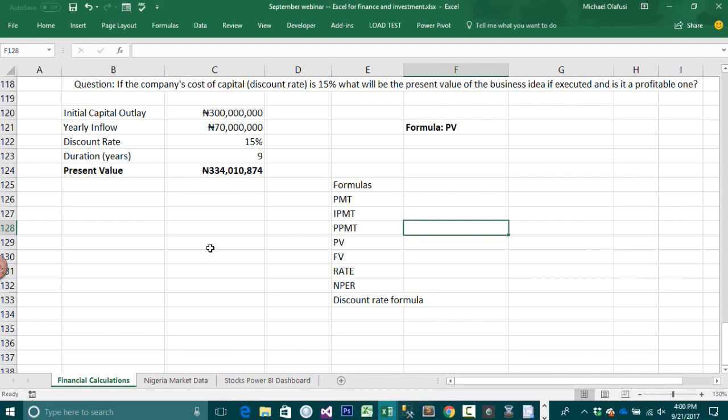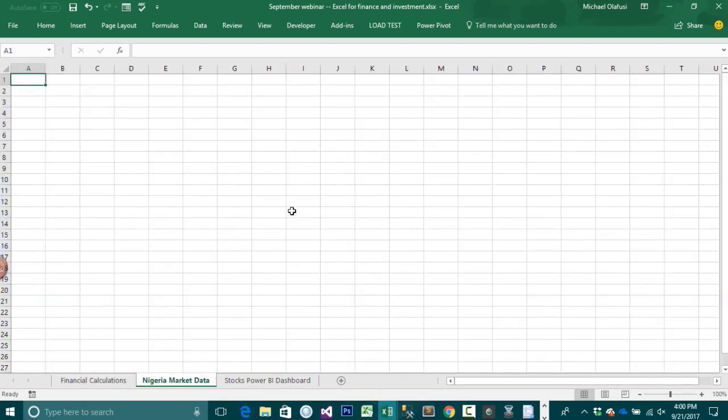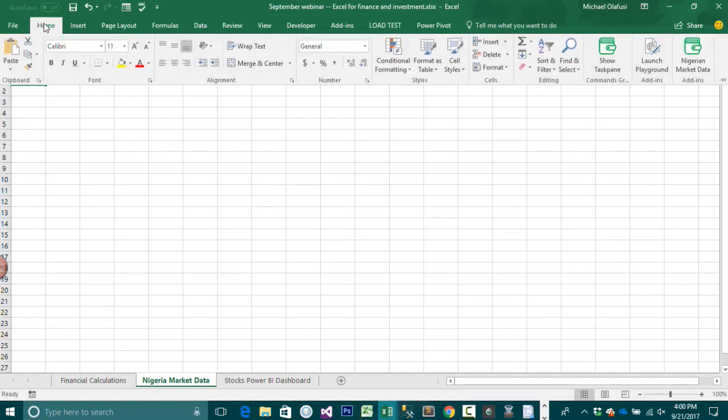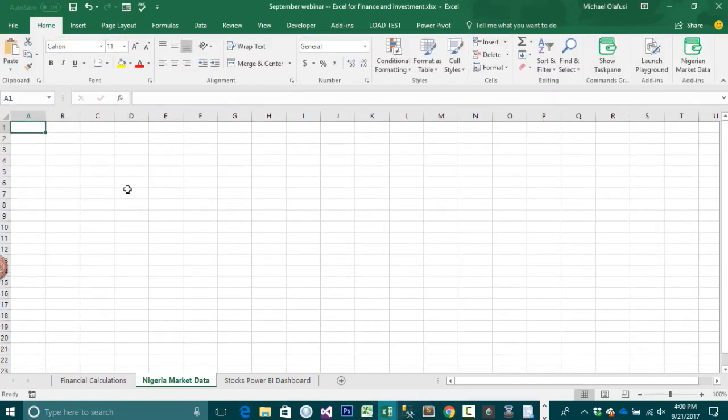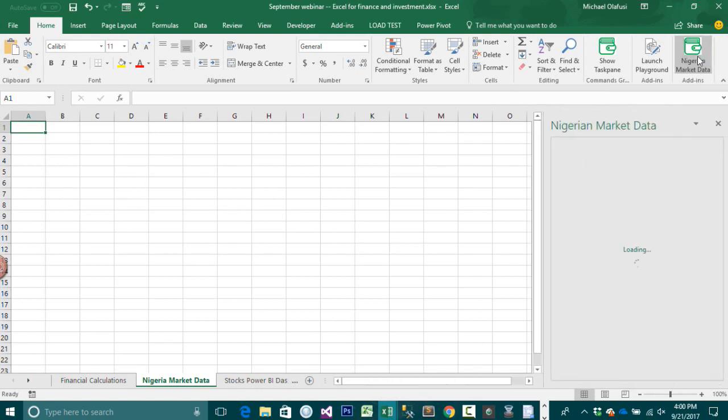Okay, so continuing, the last bit is, I said I was going to show you tools that I built and that I use. Actually, these ones I'm showing you, I built them, and I use them for my own stock investment analysis, right? It's like an add-in in Excel, Nigerian market data. I'm going to show you how you can install it, but you need Excel 2016.